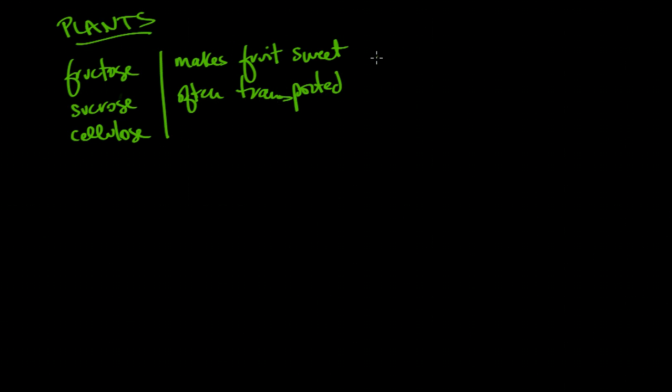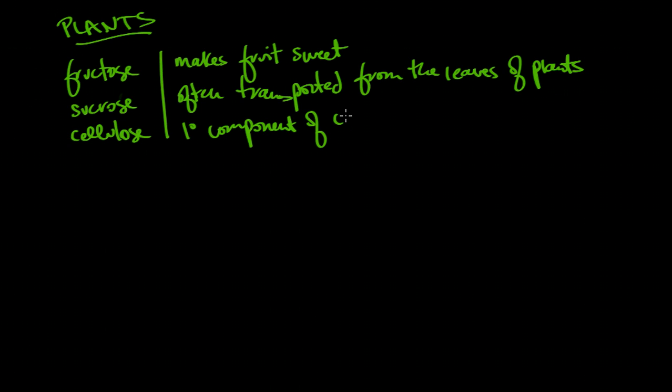This is what's often transported from the leaves of plants. So in photosynthesis, we talk about glucose being made, but that glucose gets combined to make this disaccharide called sucrose that the plants then transport from their leaves to other locations through the phloem, or the vascular tissues that they have that carry food. And lastly, we have cellulose, which is a polysaccharide, and this is the primary component of cell walls.